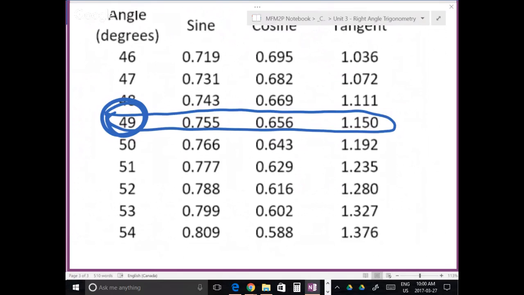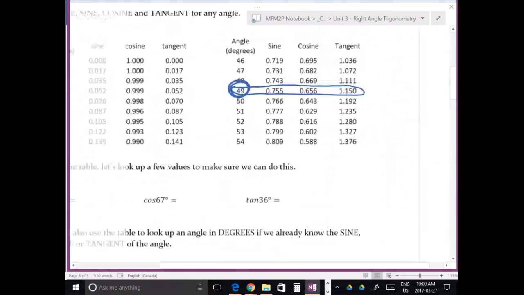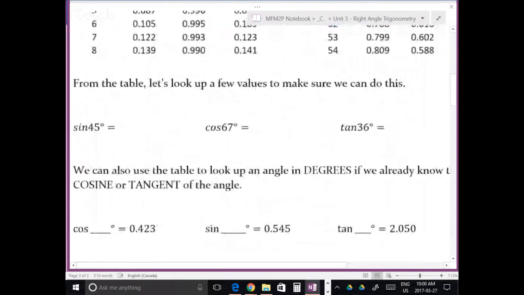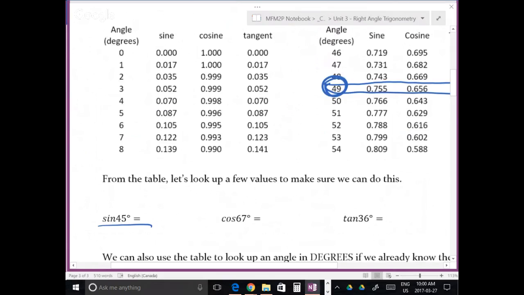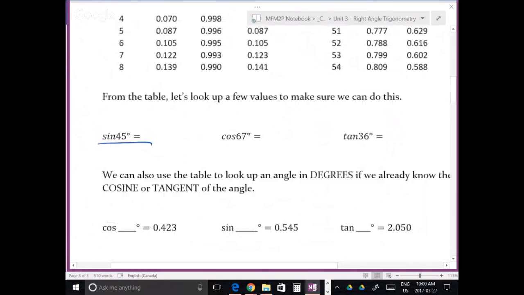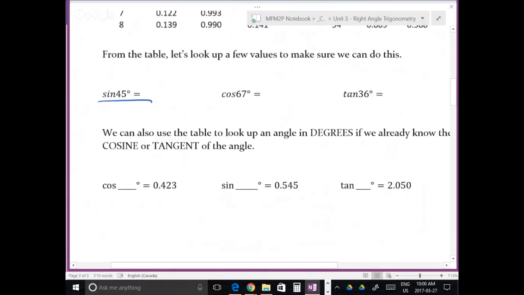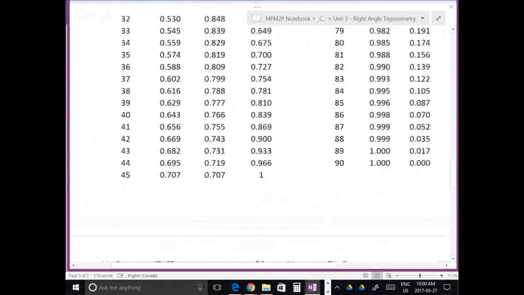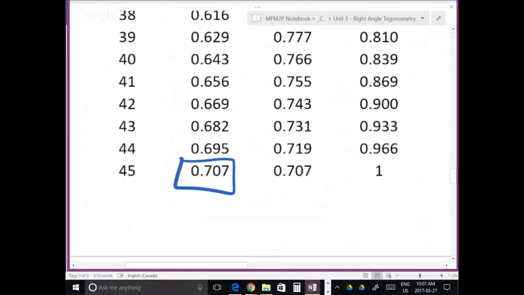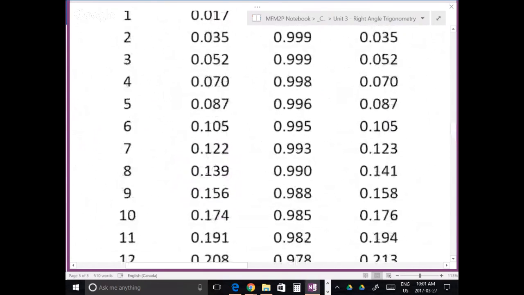So this is going to come in useful later. But first, I want to just make sure you can look this up. I want you to tell me what the sine of 45 degrees is. And it didn't fit on this table, so you're going to have to flip to the next page and look up 45 degrees and tell me what its sine is. 0.70. 0.707? Good. So we can put that here.